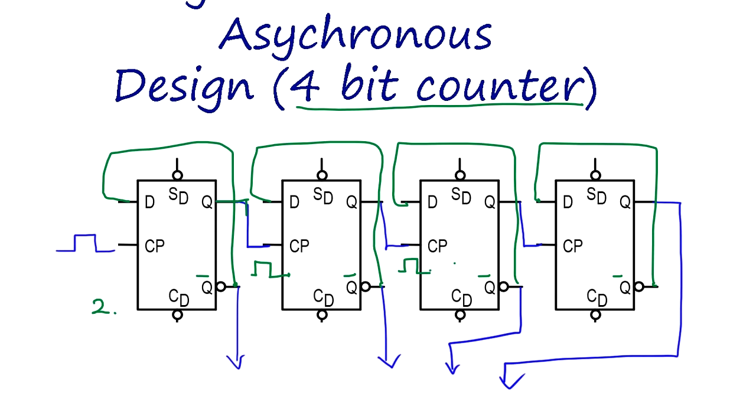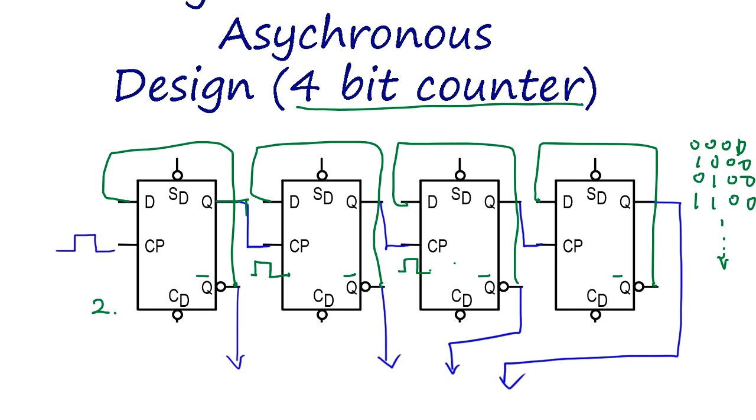Okay, so this is going to be like 0 0 0 0. This is going to be 1 0 0 0, and 0 1 0 0. It moves like a binary counter. Keep going like that. So it's a binary counter. That's fine, right? Okay. So this is called asynchronous design.